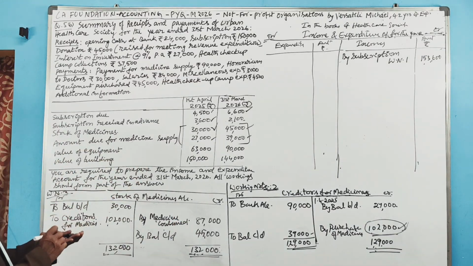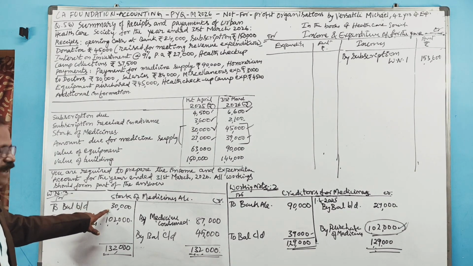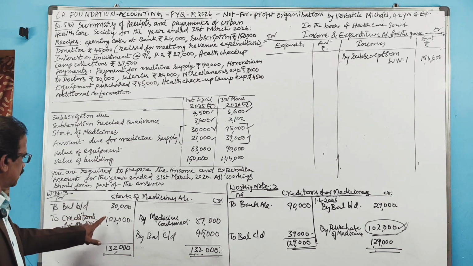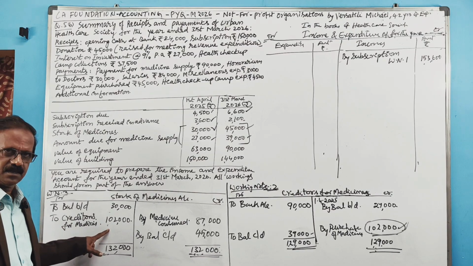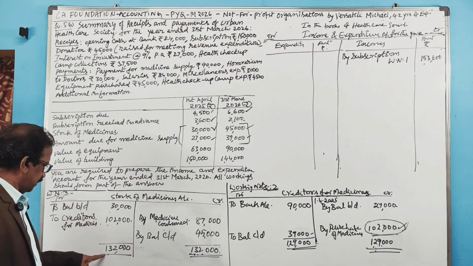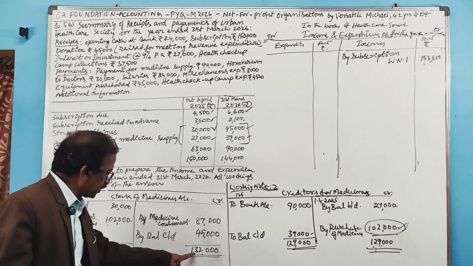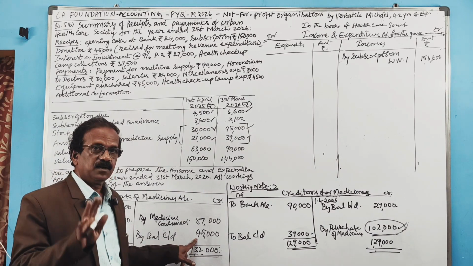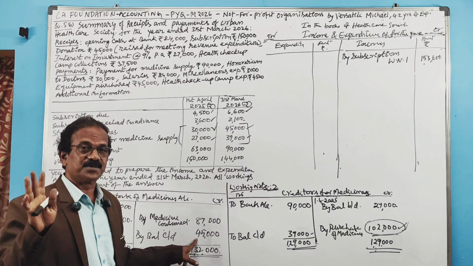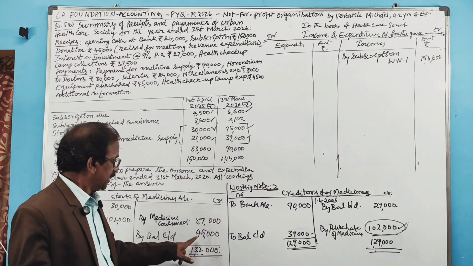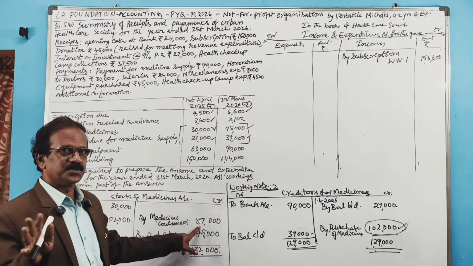Why is it medicines consumed? Let us understand. In the beginning, we had 30,000 stock. During the year, we purchased 1,02,000 further medicines. Total medicines for the year 1,32,000. Out of this total, at the end of the year, 45,000 is left not used. It means remaining 87,000 medicines were used, consumed.